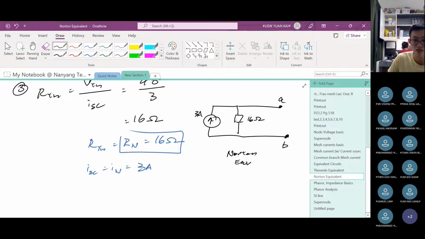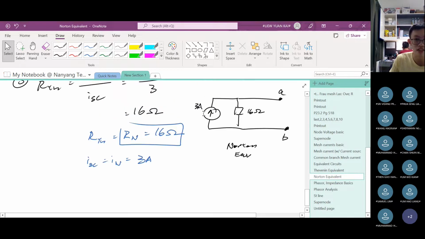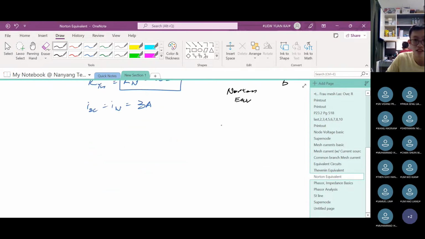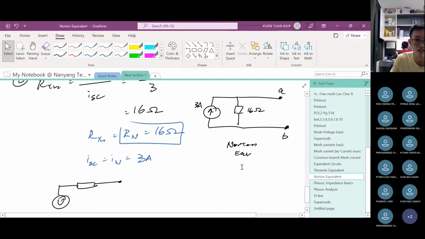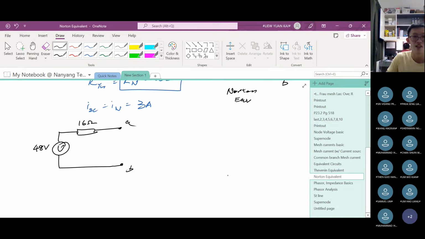But we might as well discuss the Thevenin, right? It's not so hard. So we already know that V Thevenin is 48. So if I want the Thevenin equivalent will look like this. It will look like this, connected in series with the, again, also 16 ohms. Yeah, 16 ohms. And then this is A, the B, and then the Thevenin, this is 48 volts. Like that. So this one will be the Thevenin equivalent.